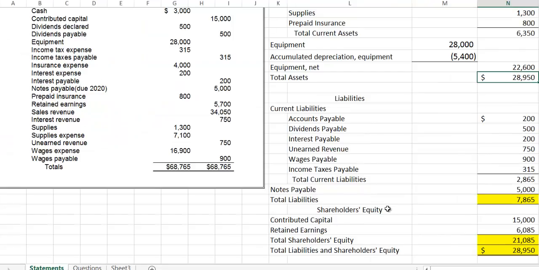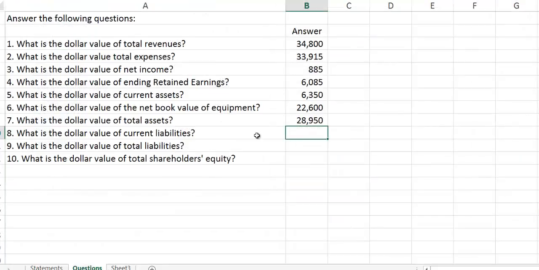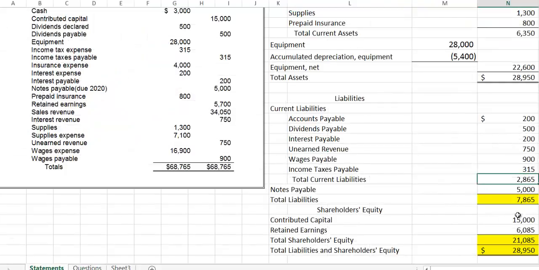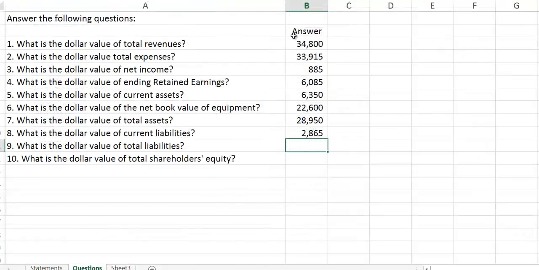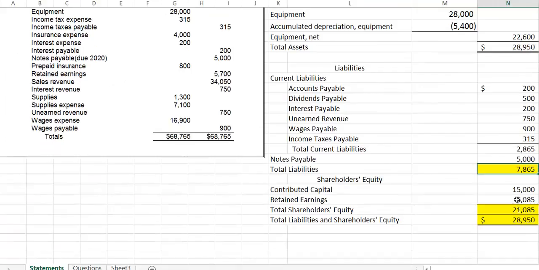Our current liabilities, again, because we did a classified balance sheet, we know that the current is separate from the non-current, but our current totals $2,865. That's the total of all these little fellas here. $2,865, so we'll just key that in there. We have total liabilities. Now we have to add in our non-current one, and that's going to give us $7,865. And our total shareholders' equity, we got that when we added our contributed capital and our ending retained earnings balance. And again, our ending retained earnings balance is from our statement of retained earnings, and that's $21,085.